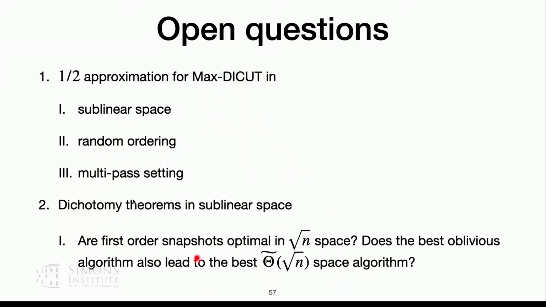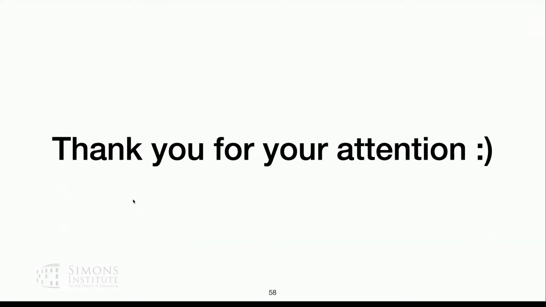And if first order snapshots are actually optimal, can we also generalize this to other CSPs and show something like, even for them, there's some general notion of first order snapshot that can be used to get the optimal approximability in this space. But that's about it. Thanks a lot for your attention. Thank you.